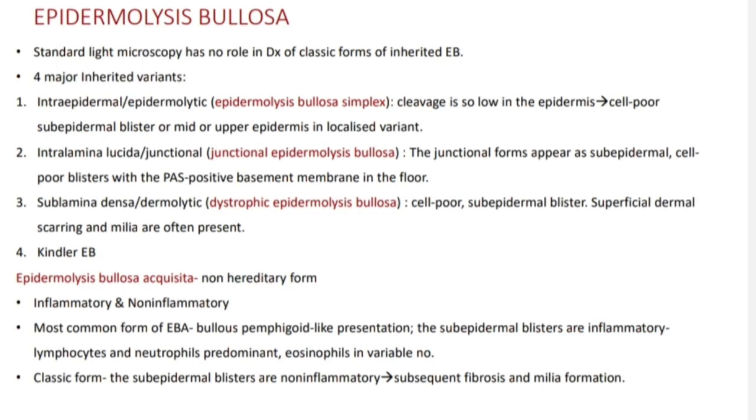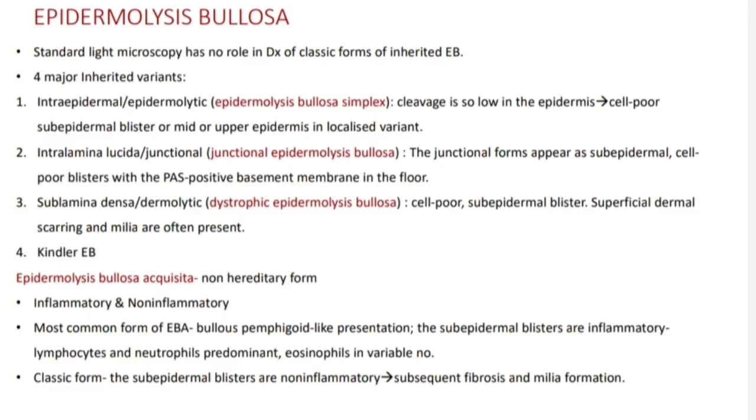Epidermolysis bullosa. Standard light microscopy has no role in the diagnosis of classic forms of inherited epidermolysis bullosa. Four major inherited variants are there: intraepidermal or epidermolytic, that is epidermolysis bullosa simplex. Here, though the split is intraepidermal, the cleavage is so low in the epidermis that it leads to cell-poor subepidermal blister formation, or in a localized variant, the split may be at the level of the mid or upper epidermis.